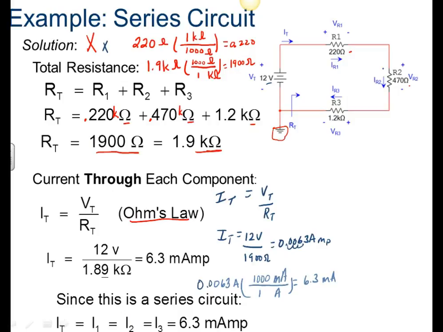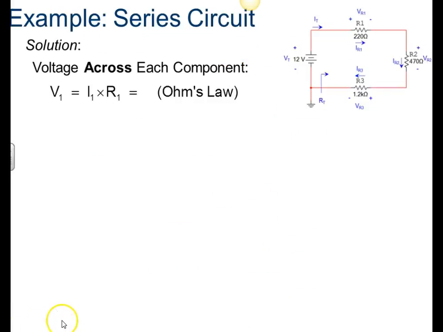So since this is a series circuit, we have total current is equal to I1 plus I2 plus I3, which is our 6.3 milliamps would be our total. This would be just as appropriate to write as 0.0063 amps, or 6.3 times 10 to the negative third amps would be fine as well. All right, let's now look at the voltage across each component.